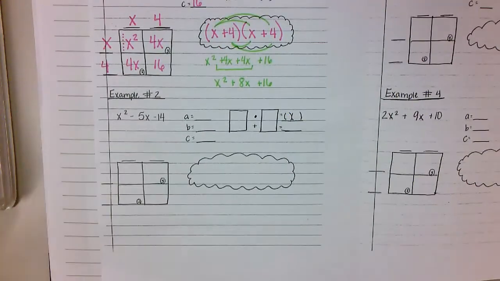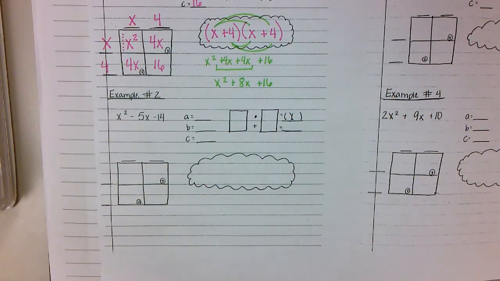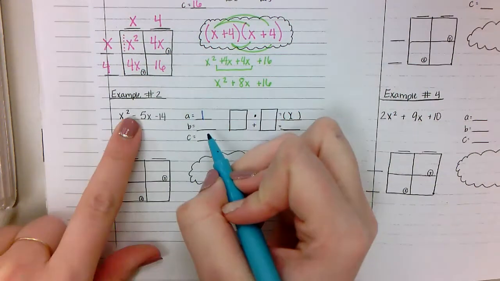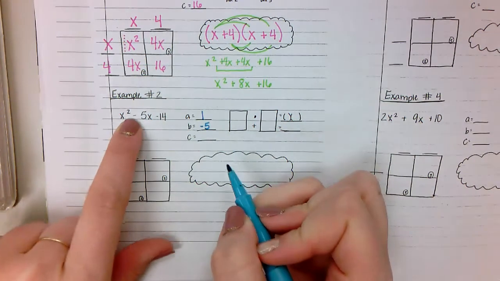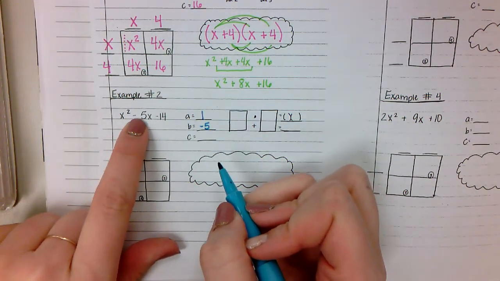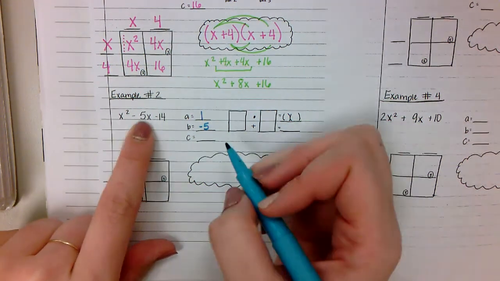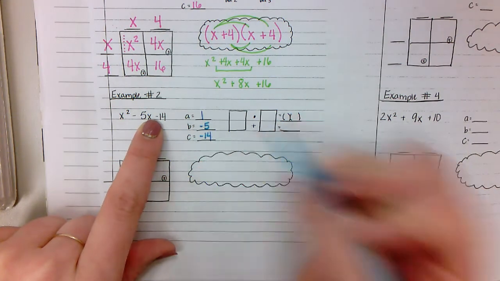Let's look at example 2. X squared minus 5x minus 14. So my a value is 1. My b value is negative 5. Remember, those symbols that are in front of your numbers, they go with your numbers. They're not just hanging out in space. And negative 14 for my c value.